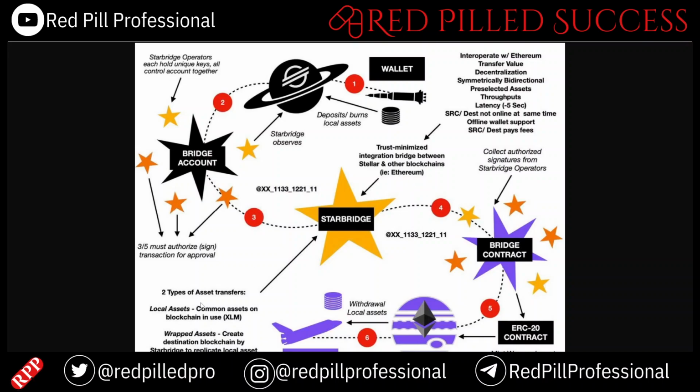Ethereum here. And there are two types of asset transfers, which I will explain more in a bit. There are local assets, which are common assets on chain, which is primarily XLM, and then wrapped assets as well, which you essentially replicate other assets on XLM. So I think a lot of us are familiar with that, with all of the Ethereum wrapping options.